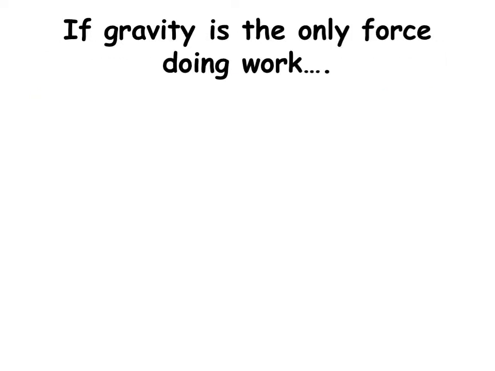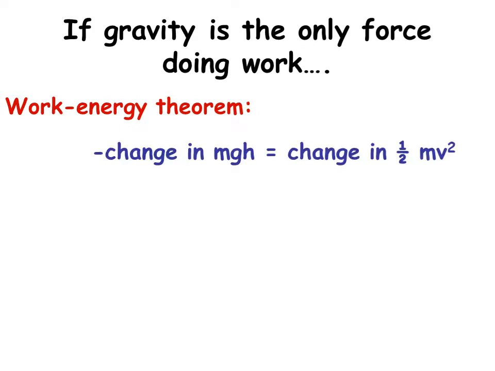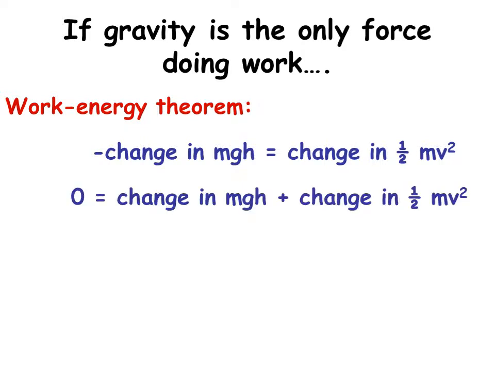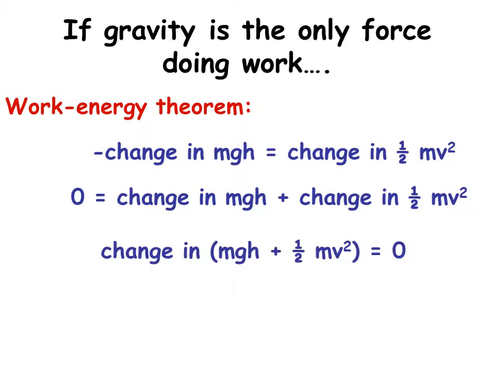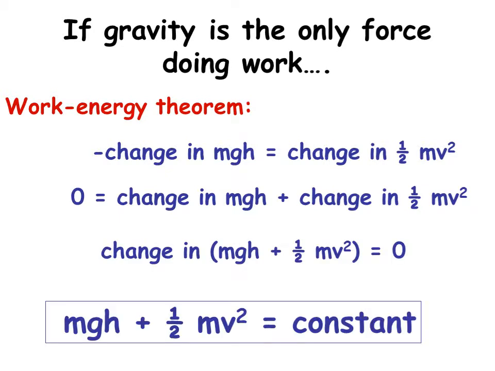Now, if gravity is the only force doing work, we can define the work energy theorem: the negative change in potential energy, mgh, equals the change in kinetic energy, half mv square. So the change in potential energy plus kinetic energy equals 0. So the potential energy plus kinetic energy equals a constant. This is the conservation of energy.